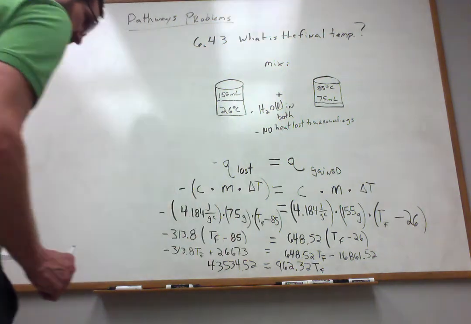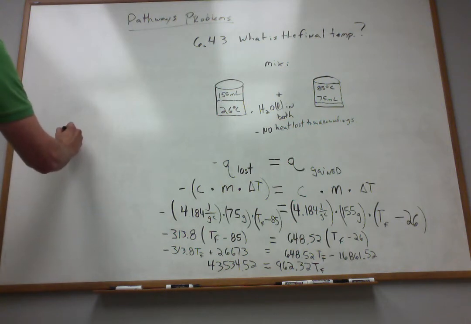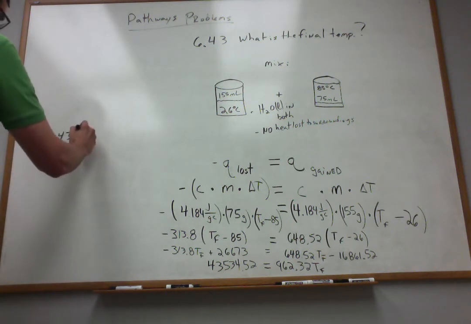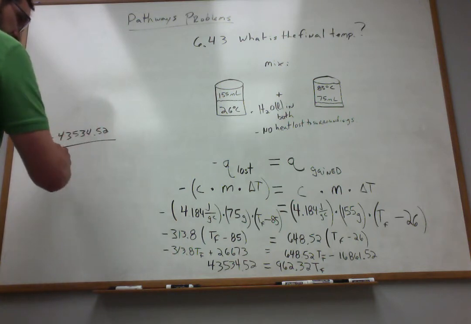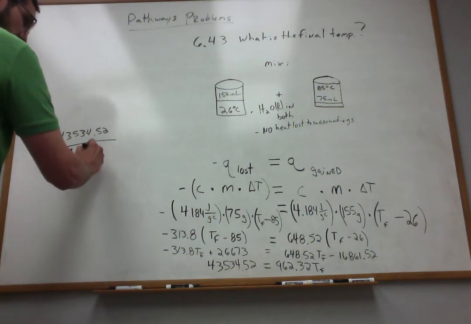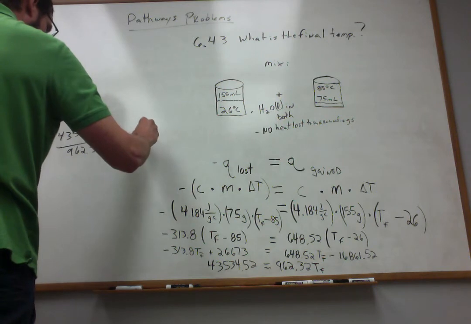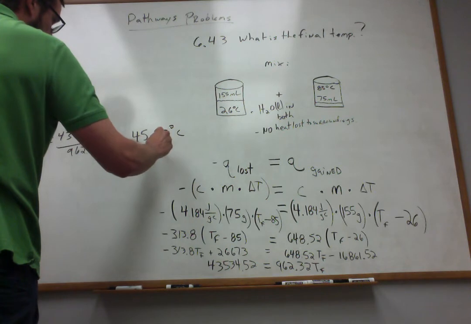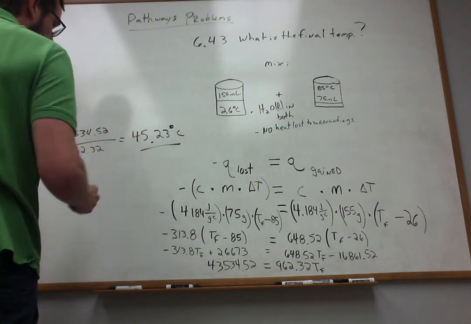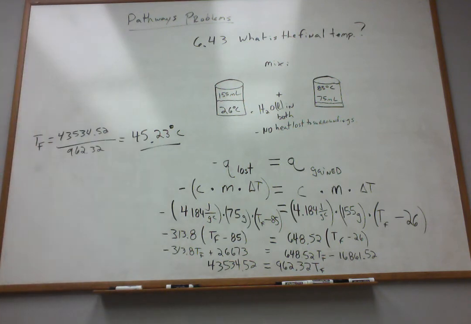Okay, so I've reduced the equation down to this. Now it's just algebra, right? T sub f then must equal 43,534.52 divided by 962.32. And if you do the math on that, you get 45.23 degrees Celsius as your final temperature. So we might say 45 degrees, 45.2 degrees, right?